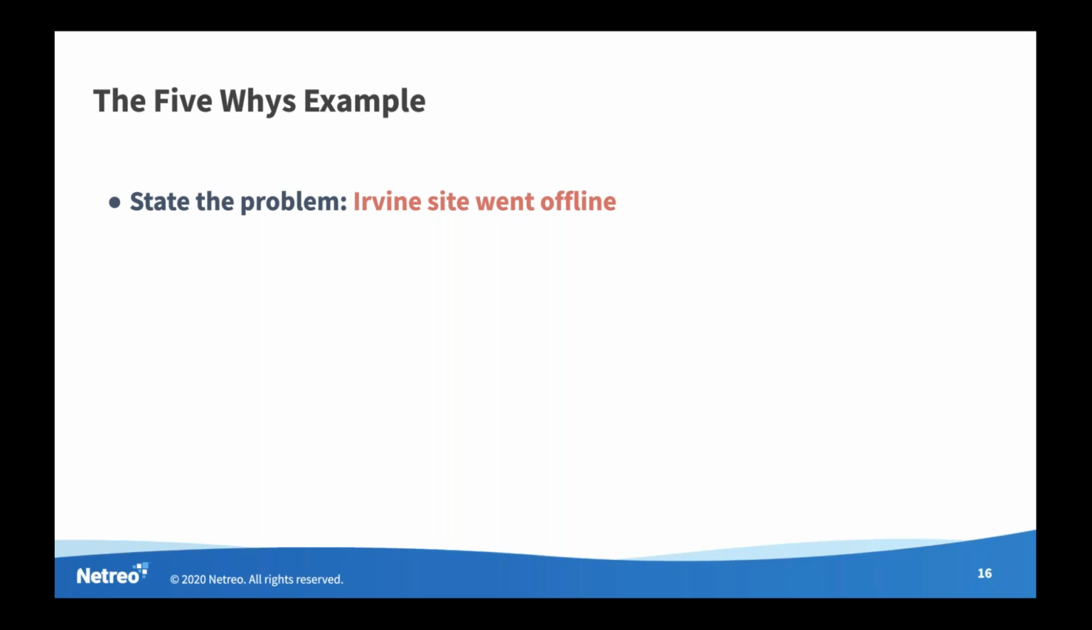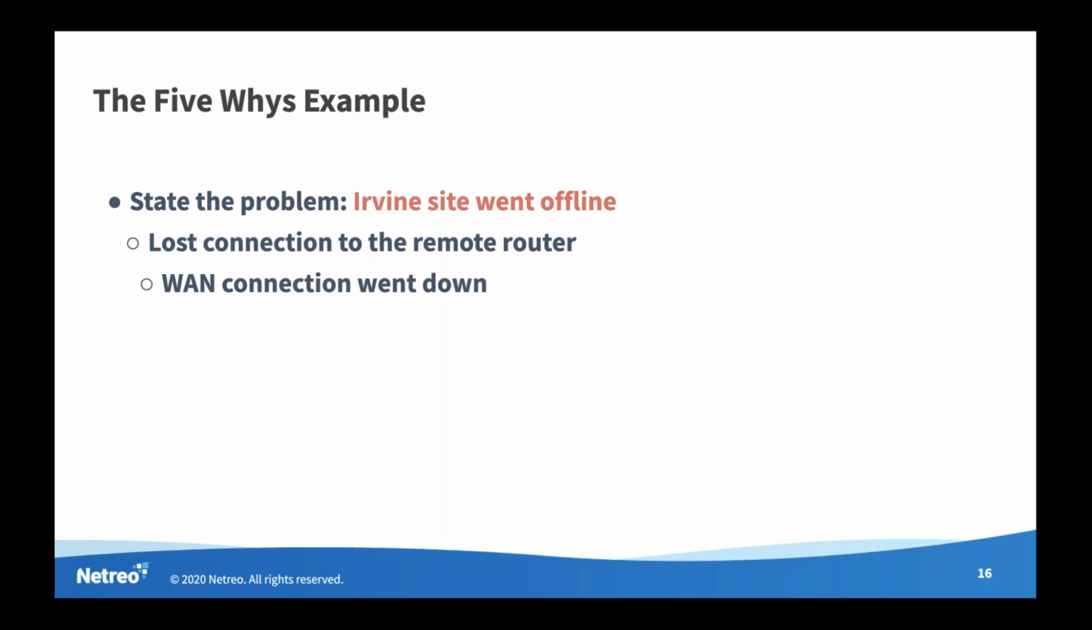The Irvine site went offline. So the first thing we need to ask is, why did that happen? Well, it turns out we lost connection to the remote site router, and this is the obvious proximate cause of the problem. So bear with me for a second and let's ask, okay, well, why did that happen? Well, it seems like the WAN provider connection went down, and this is clearly something we don't have direct control over. So a lot of organizations are going to stop right here and chalk it up to problems outside of our control. But what happens if we keep asking why?